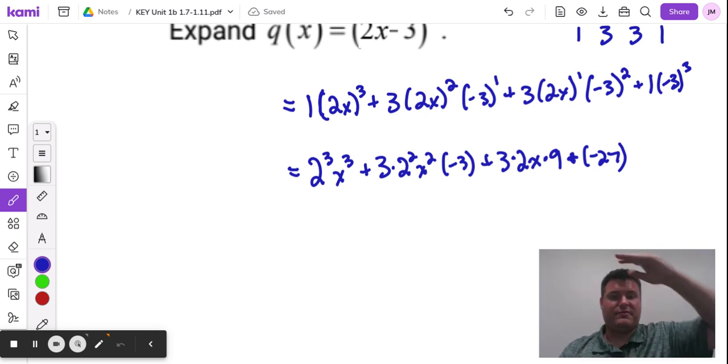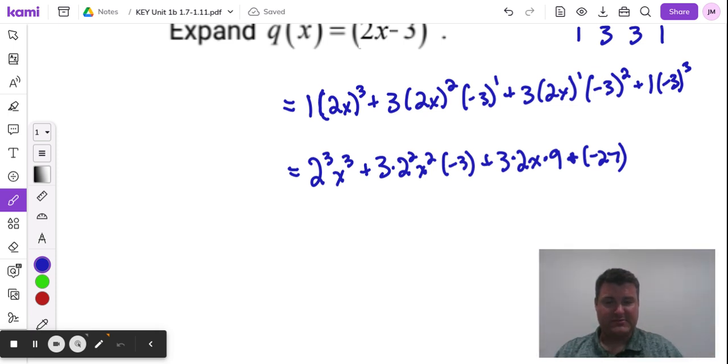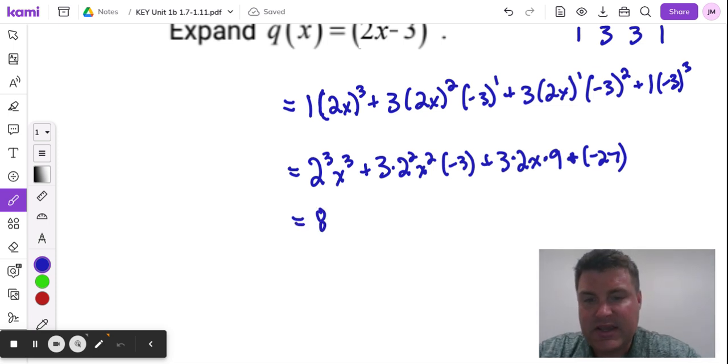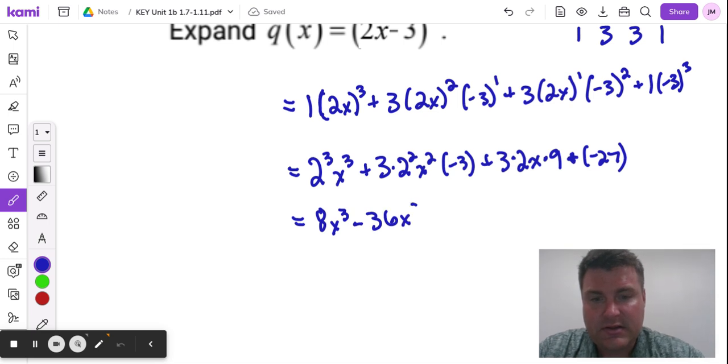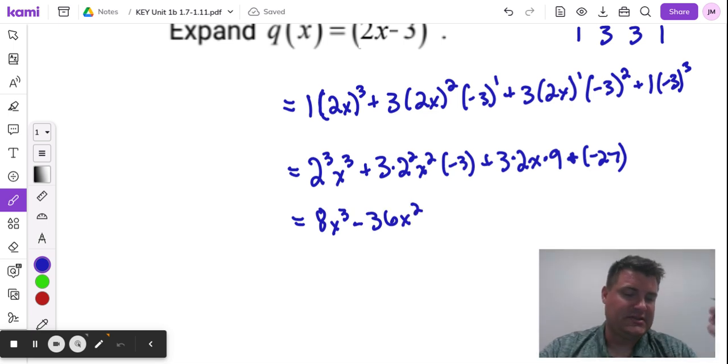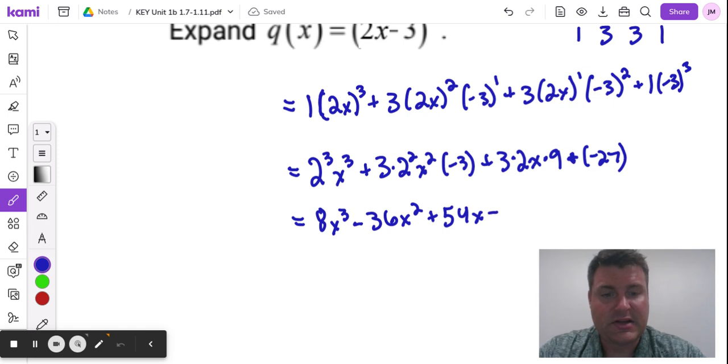If you're sufficient to go from the first step to my answer, which is my next step right here, totally fine by me. 2 cubed is 8, so we got 8x cubed. This is going to turn into 3 times 2 squared, which is 4. That gives me 12 times negative 3, which is negative 36, x squared, plus 3 times 2, which is 6, times 9, which is 54. And then minus, that's an x, minus 27.